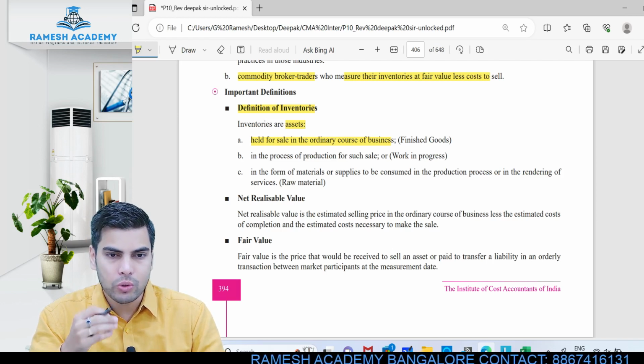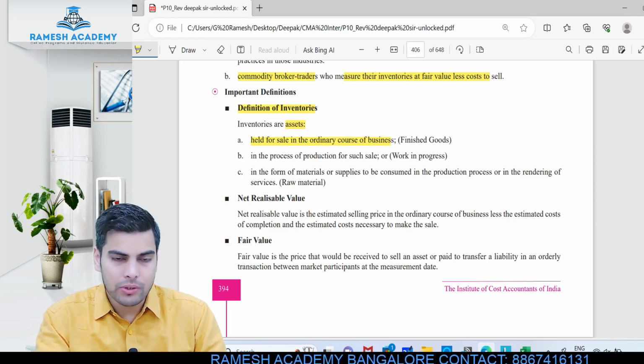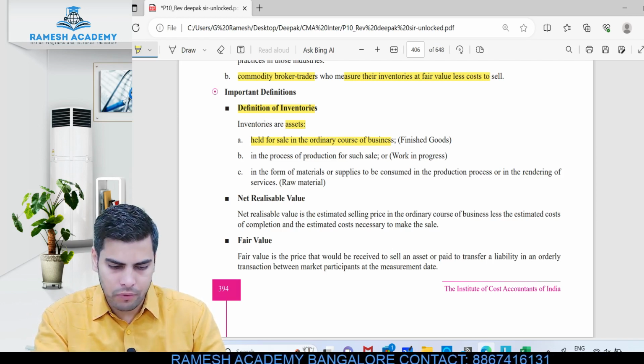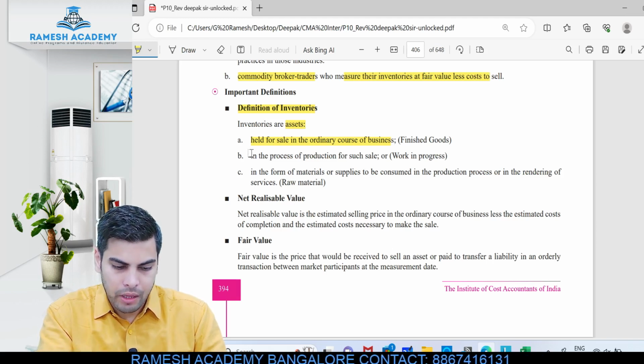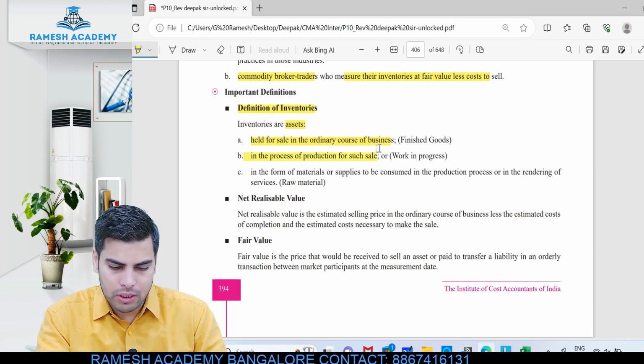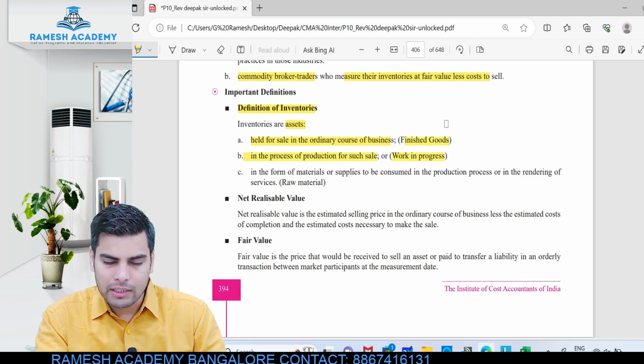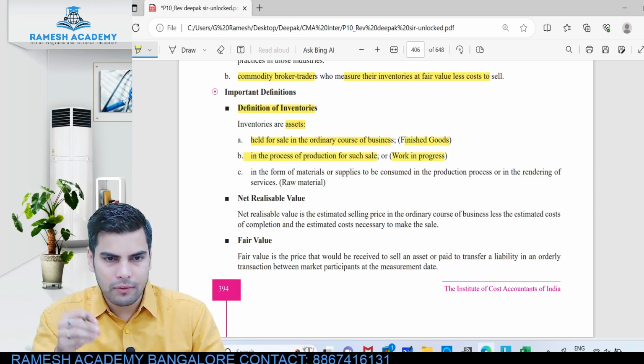Our objective is to sell it in the near future. Okay, so these are primarily held for the purpose of trading, that is, to sell, or in the process of production for such sale. Okay, so when I say for the purpose of sale, it is already in the finished goods stage.